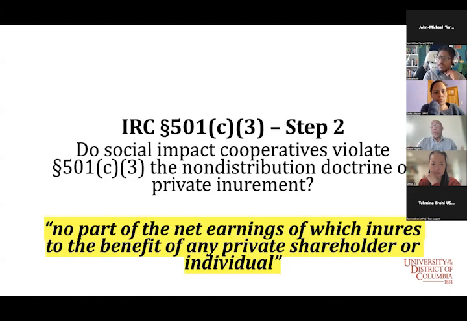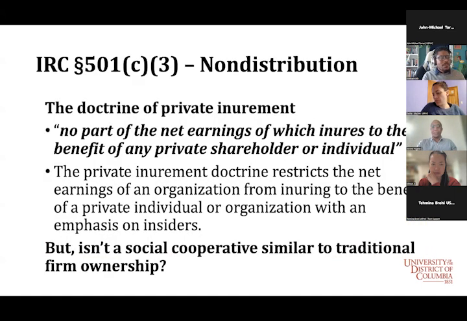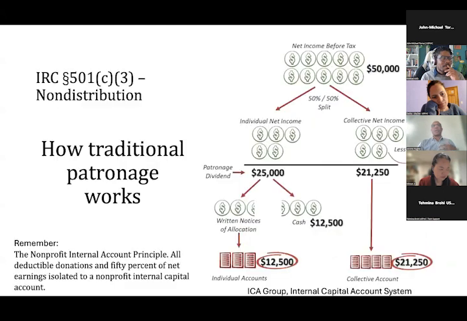So then we get to the harder question around the non-distribution doctrine, where the language is no part of the net earnings which inure to the benefit of any private shareholder or individual. So essentially this restricts the net earnings of an organization from inuring to the benefit of insiders. And so the first thing that we think is, but isn't a social cooperative similar to a traditional firm, that you own the cooperative and so you get the benefits of it? So, I push back on that, right?